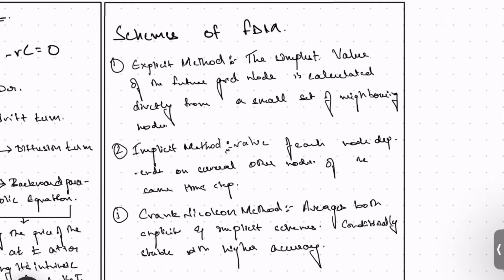The next is the Crank-Nicolson method, a hybrid approach that averages the explicit and implicit schemes. It is also unconditionally stable and generally offers a higher order of accuracy, making it a popular choice in practice. Today, we'll proceed with a detailed derivation and analysis of the first of these, the explicit finite difference method, laying the foundational groundwork necessary for a comprehensive understanding of numerical option pricing.